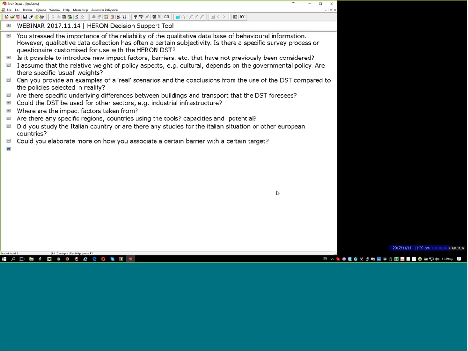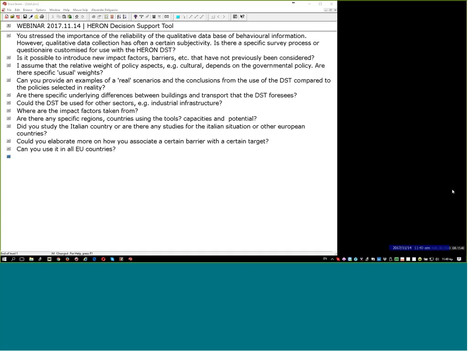Next question. I assume that the relative weight of policy aspects, cultural, depends on the governmental policy. Are there specific usual weights? I'm not sure about the term usual weights. But if you look into the conditions that we have set, yes, you will see the governmental policy because we took into consideration the policy instruments that about that time were used in order to overcome the barriers which were under that category as well.